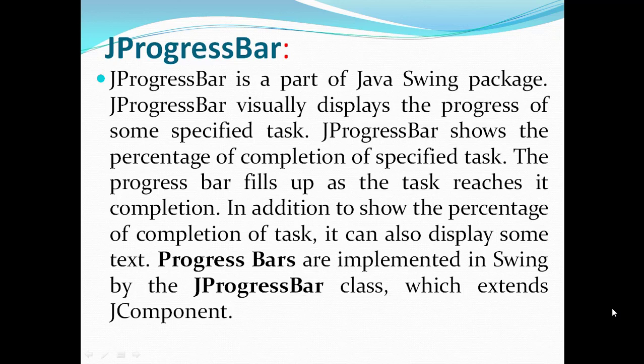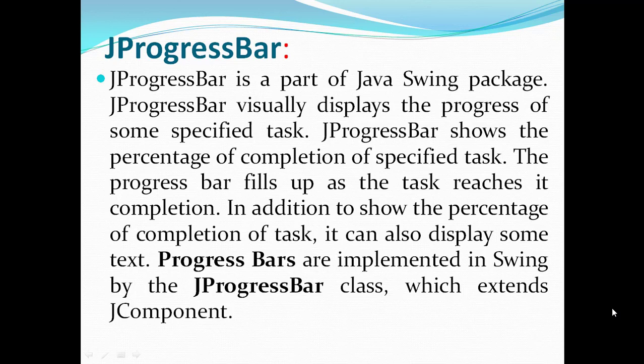To implement the progress bar, Java Swing provides the JProgressBar class. JProgressBar is a part of the Java Swing package. It usually displays the progress of some specified task and shows the percentage of completion of that task. The progress bar fills up as the task reaches its completion. In addition to showing the percentage of completion, it can also display some text.